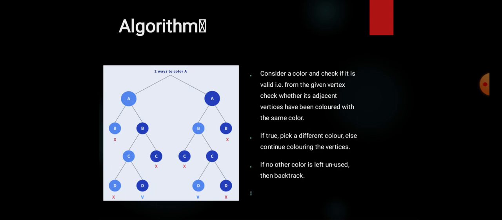Next, we are going to discuss the algorithm. This is the state space tree. First you have to draw the state space tree. In each branch we have to check whether it leads to the solution. If there is no possible solution, you have to backtrack and try the next way. This is what we call the graph coloring algorithm. So this can be solved by using the backtracking approach also.